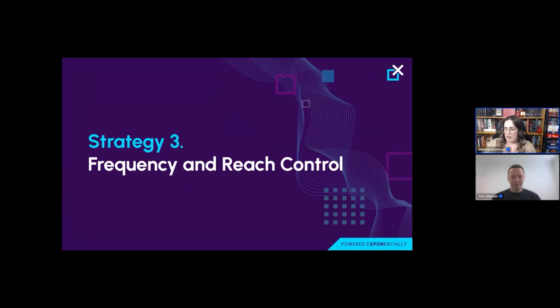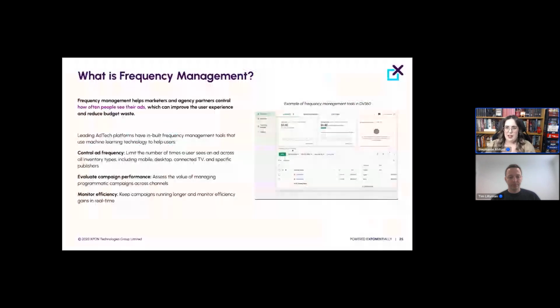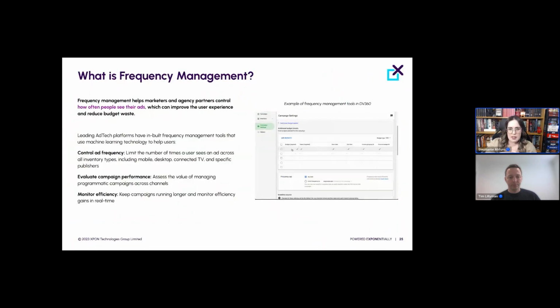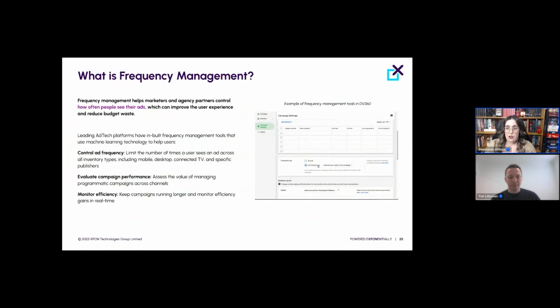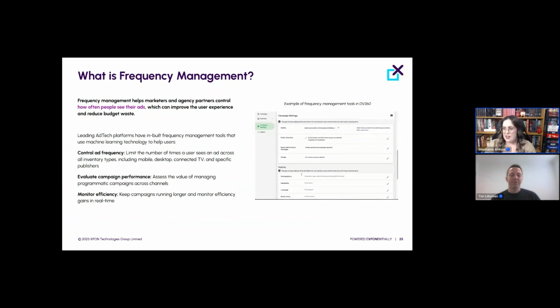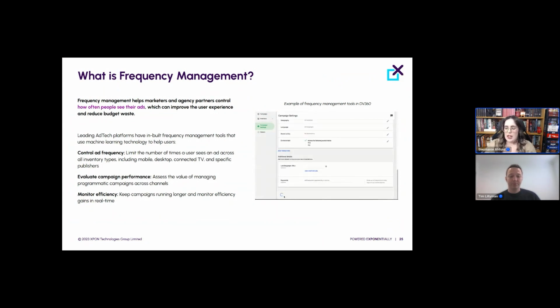Now, the final strategy that I want to take you through today is one that is pretty fundamental, but frequently overlooked. And this is essentially how often people see your ads. For customers and people I talk to that are new to the concept of frequency, I usually start by asking them one question, which is, have you ever felt like you've seen the same ad one too many times? Usually the answer is yes.